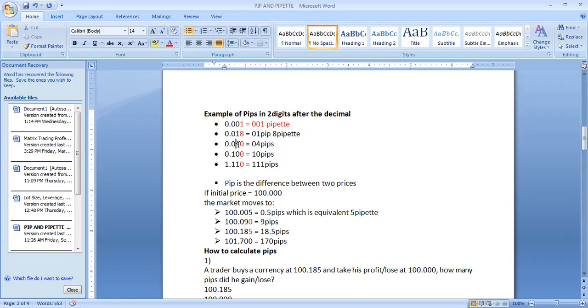So the next one is 4 pips. No pipette, is 0 pipette. The next one is what? 10 pips, 0 pipettes, because pip is 2 numbers. Or you can say 100 pipettes. Then this one is what?